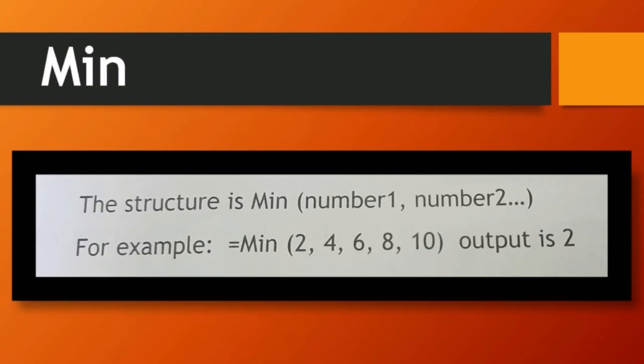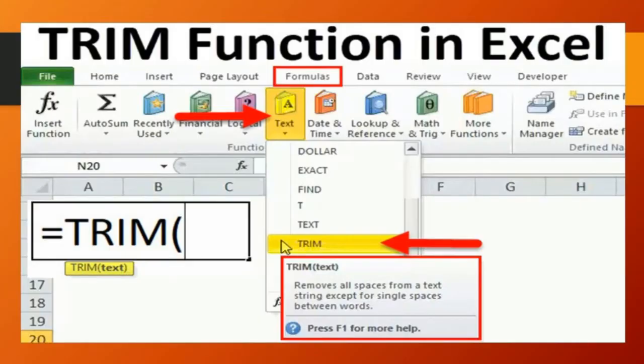Minimum. This function returns the smallest value in a set of numbers. It also ignores logical and text values and can only work on numerical values. The structure is MIN(number1, number2). For example, =MIN(2,4,6,8,10). Output is 2. Using text functions.